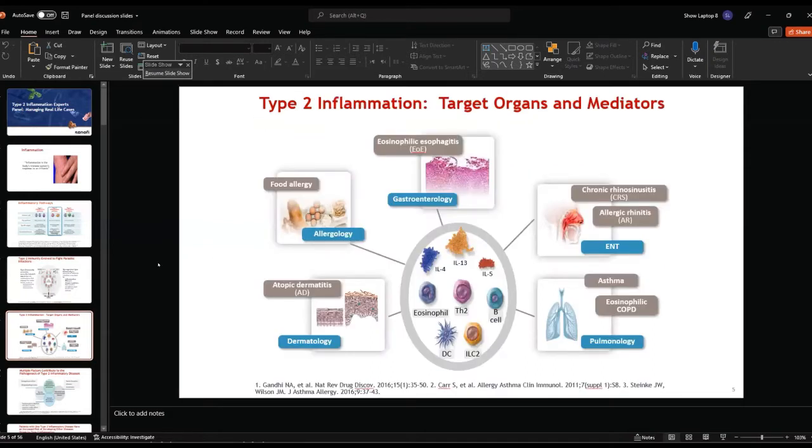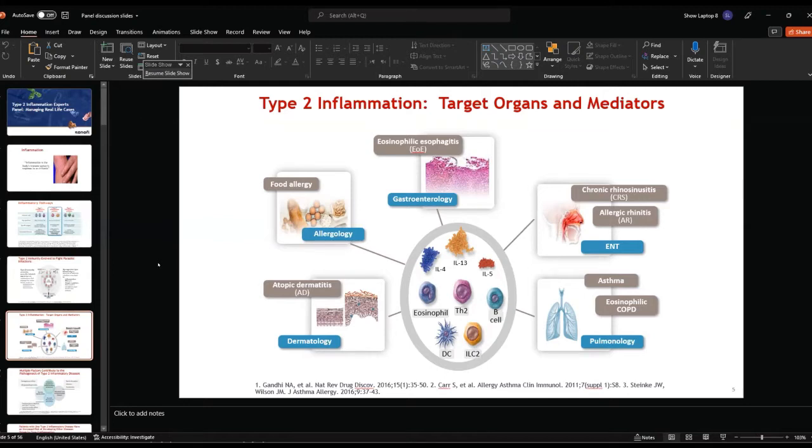As presented by Fulvio earlier, the target organs for type 2 inflammation include the gut, giving rise to eosinophilic gut disease, atopic dermatitis, where the skin is involved, chronic rhinosinusitis, where the upper airways are involved, and asthma and eosinophilic COPD, where the lungs and lower airways are involved.